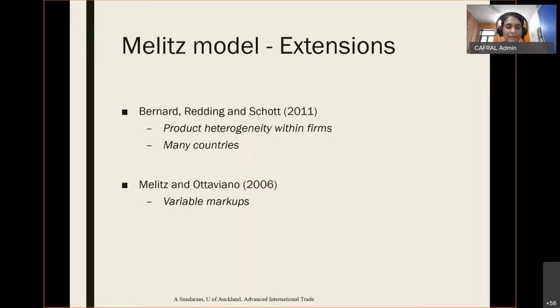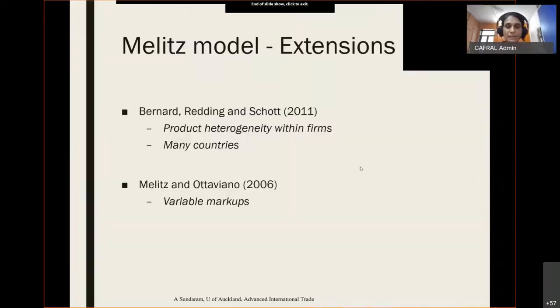And then finally, Melitz and Ottaviano, they have this variable markup model. So that model is a little bit different. It generates very similar results, right? But the mechanisms are very different because there you have variable markups and you're going to have pro-competitive effects and so on. So that's the Melitz and Ottaviano version. So those of you who are interested can also look into that.